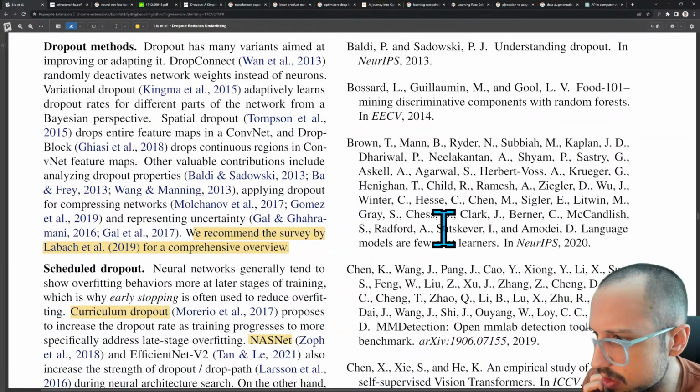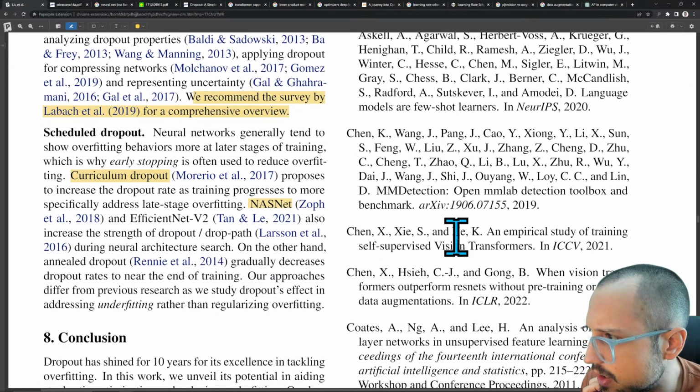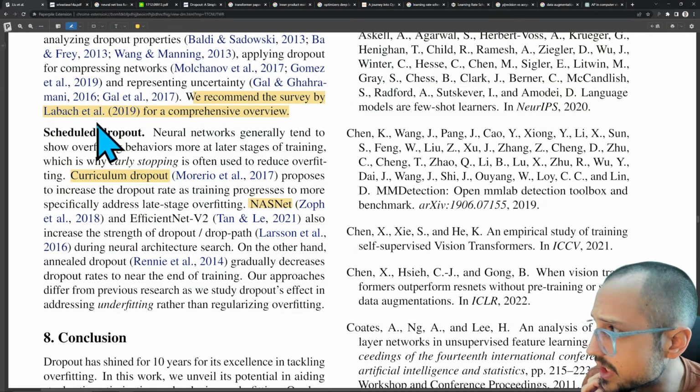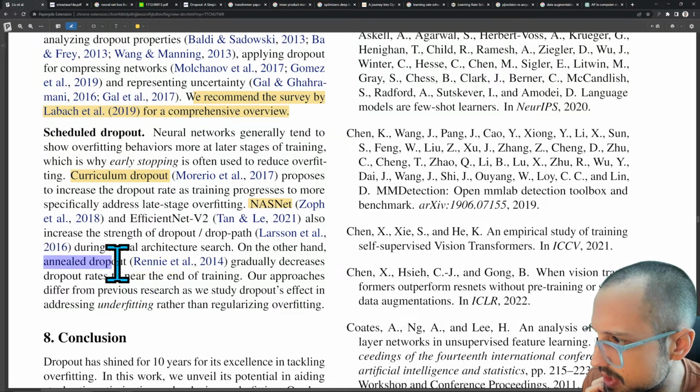Okay, where were we? We were in the related work section here. Yeah, different types of dropout scheduling. So anneal dropout, curriculum dropout. Our approach differs as we study the dropout's effect and blah, blah, blah.